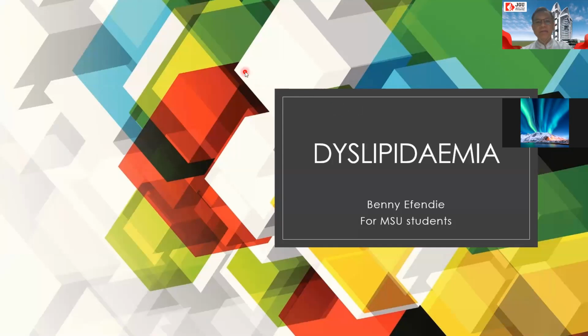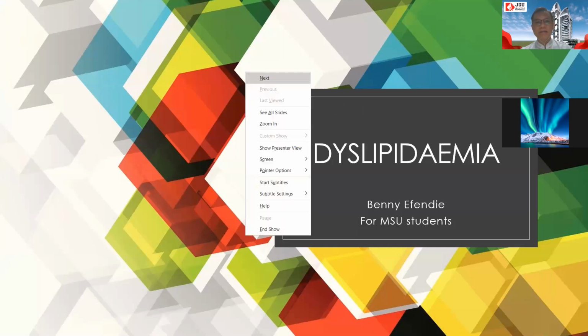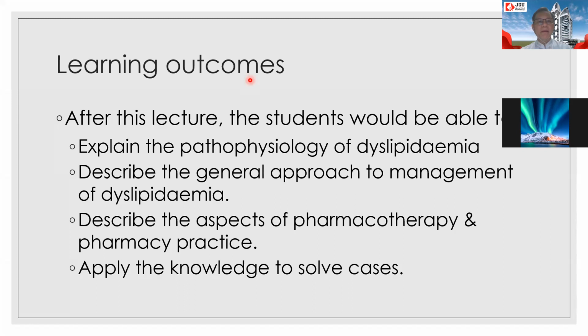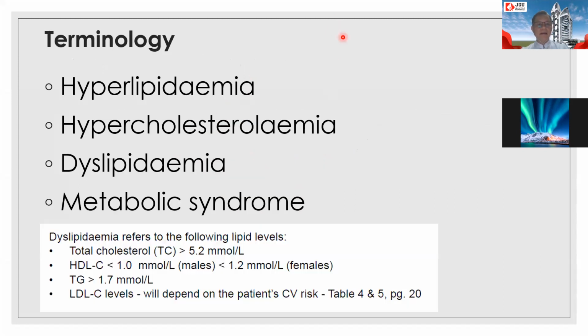So we are going to have our lecture on dyslipidemia. Our learning outcomes: we will review the pathophysiology, general approach to management, aspects of pharmacotherapy and pharmacy practice, and also apply the knowledge to solve cases. I think this one is very basic.